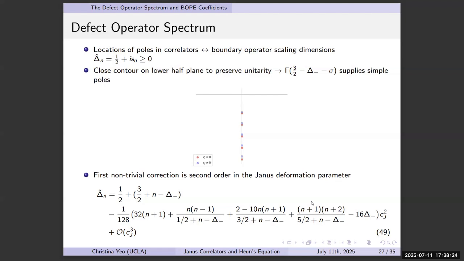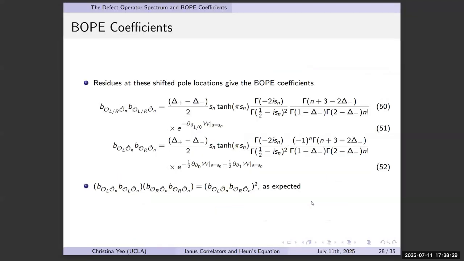Cool, so that is the spectrum of the operators, and we can also read off the OPE coefficients once we calculate the residues. It comes out to this. And again, for the left and right, the only difference is in the normalization factor, which will trivialize if we turn off the defect. And they should satisfy consistency conditions. Left times right coefficient should give this squared, which it does satisfy. So that's good news. So that is our second main result.